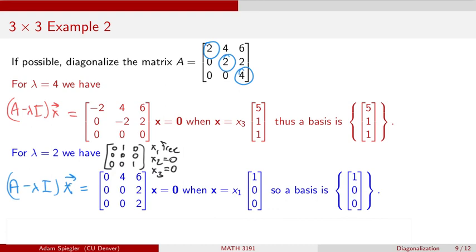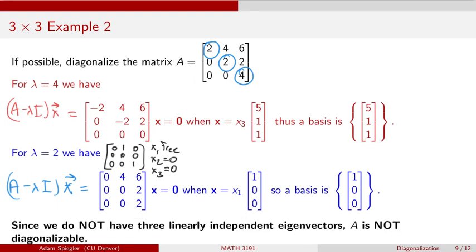So now we've only added one more eigenvector. Any other eigenvector that this matrix has is either going to be a scalar multiple of the eigenvector 1, 0, 0, or a scalar multiple of the eigenvector 5, 1, 1. So we do not have 3 linearly independent eigenvectors. So therefore, A is not diagonalizable.